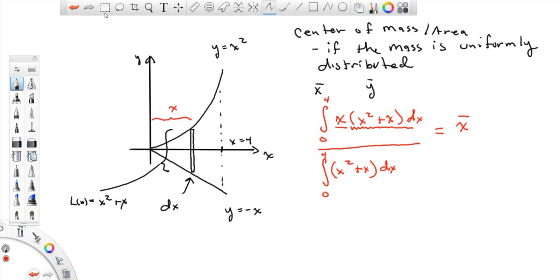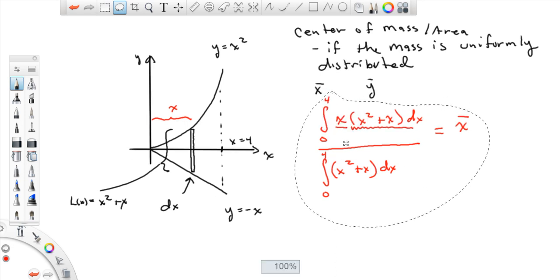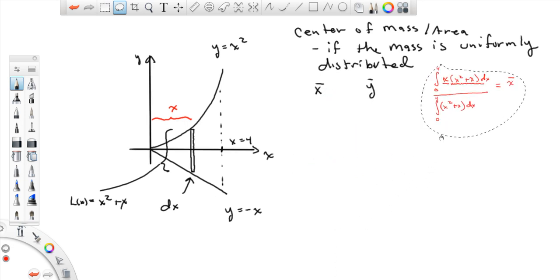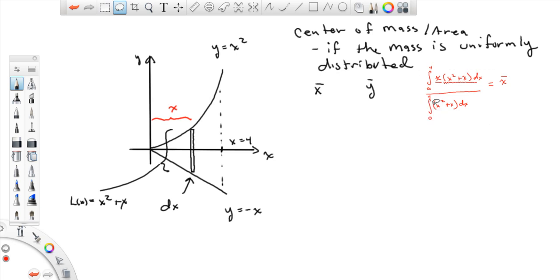I'm just going to move on and talk about how to set up the integral for y bar. So let's get rid of this. I'm going to shrink that down and move it out of the way. Let's use a different color for y bar. Let's use blue. All right, so y bar is going to be quite a bit different.